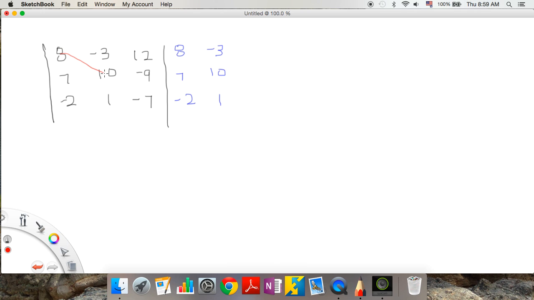So we have 8 times 10 times negative 7 is negative 560. Negative 3 times negative 9 times negative 2 is negative 54. And 12 times 7 times 1 is 84. And then the top ones, negative 2 times 10 times 12 is negative 240. 1 times negative 9 times 8 is negative 72. Negative 7 times 7 times negative 3 is 147.